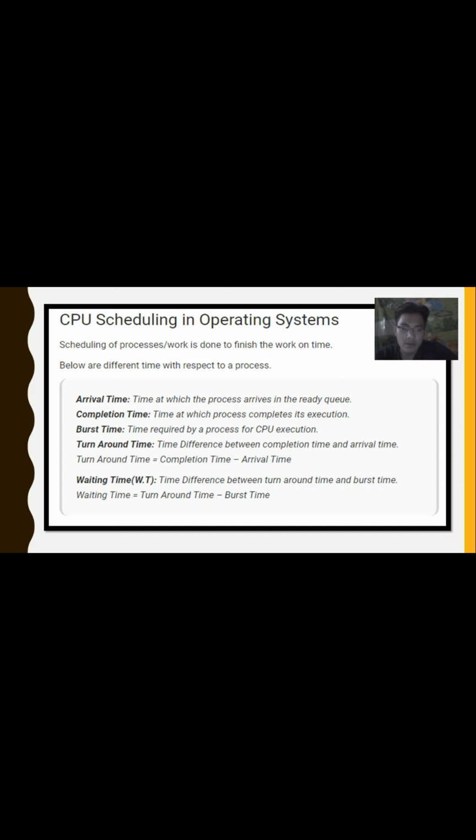Lastly, the waiting time. It is the time difference between turnaround time and burst time. So we have here the formula: waiting time is equal to turnaround time minus the burst time. It means the total time the process has to wait before its execution; it is the difference between the turnaround time and the burst time of the process.